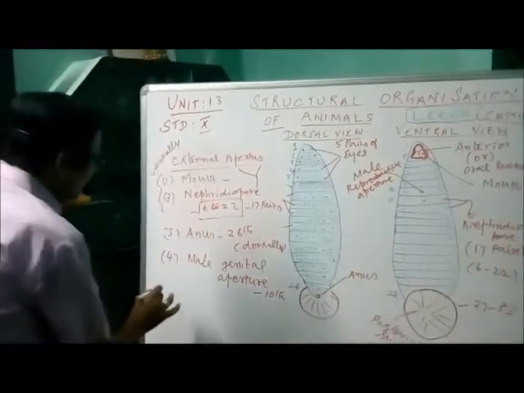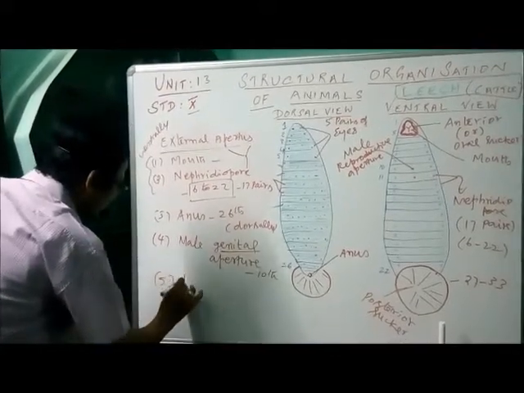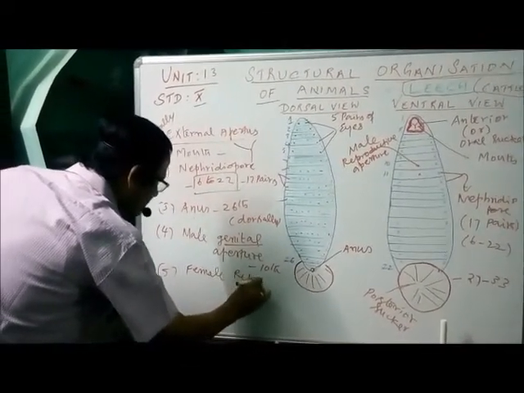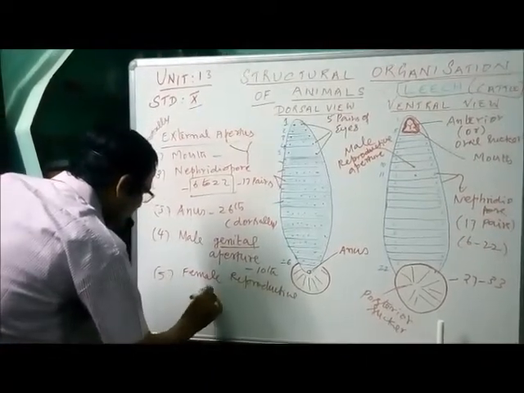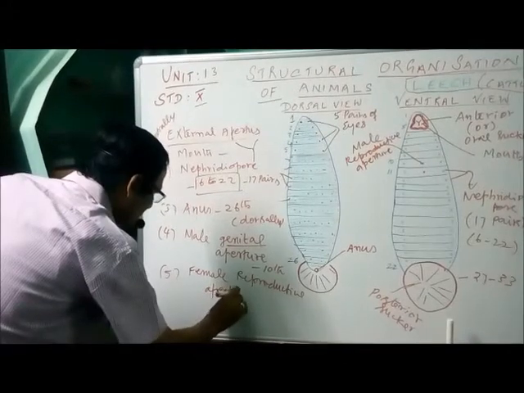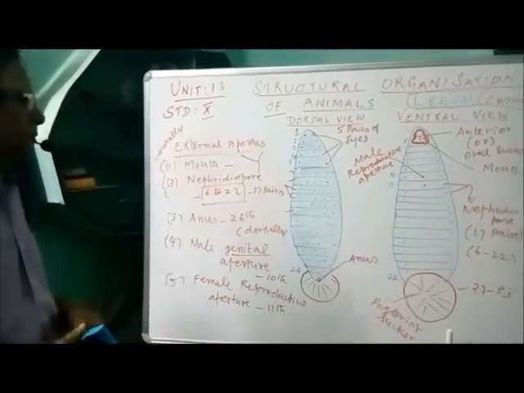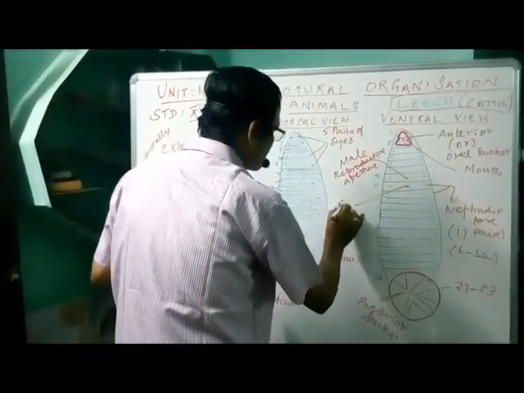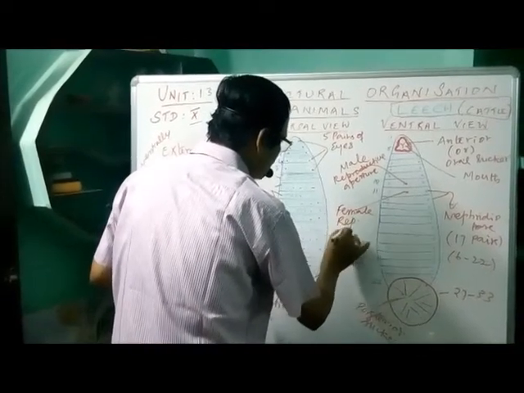Now the female reproductive aperture, or genital aperture. The female reproductive aperture is formed in the 11th segment. Now this is the female reproductive aperture.